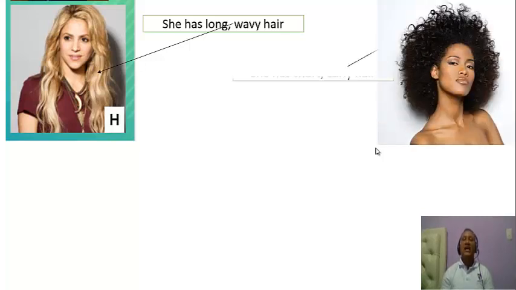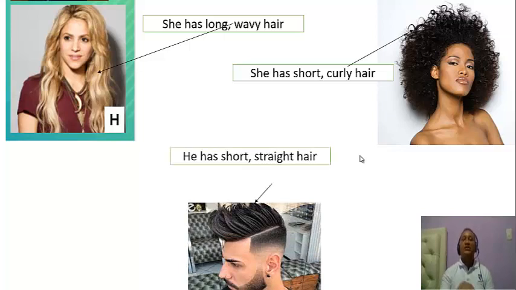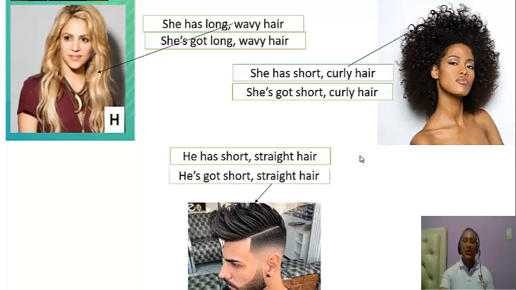Then we have this other woman here. She has short curly hair. Curly hair. And then we have this man down here. He has short straight hair. Straight hair. There is another variation for the verb have, which is has got and have got, or the contraction she's got. She's got is the same as she has. So we can say she's got long wavy hair, she's got short curly hair, or he's got short straight hair. The meaning is the same. Okay, let's move on to the next slide.